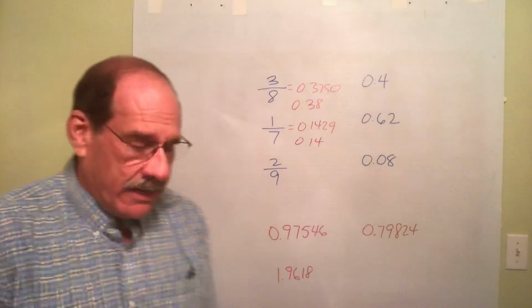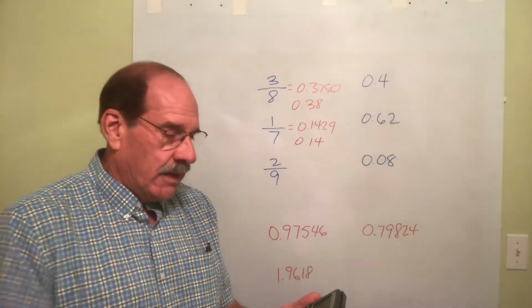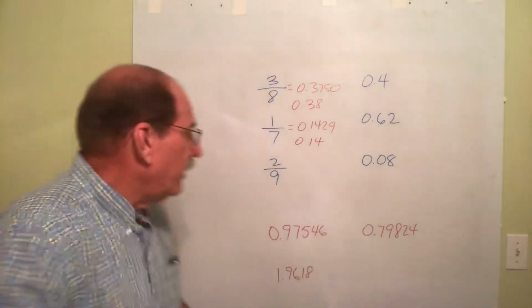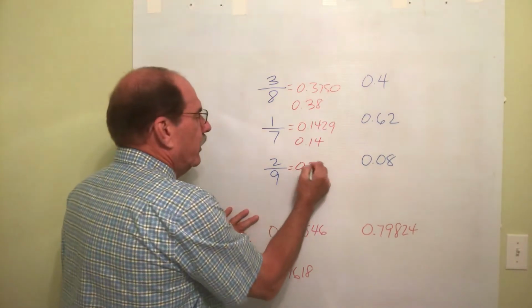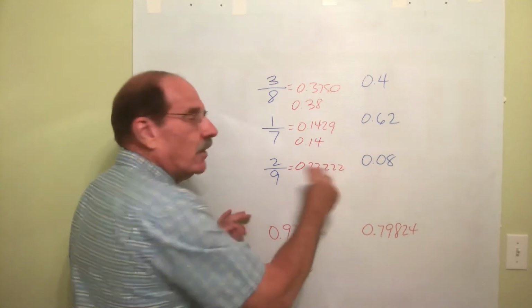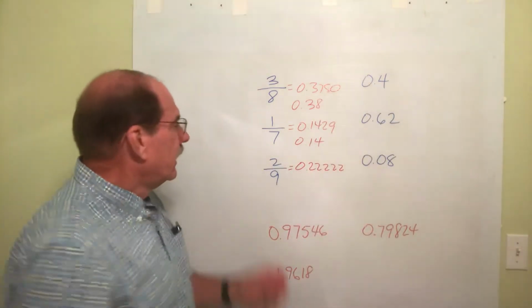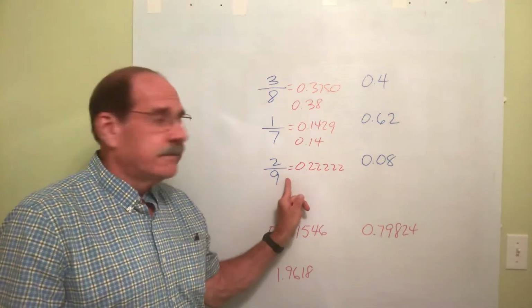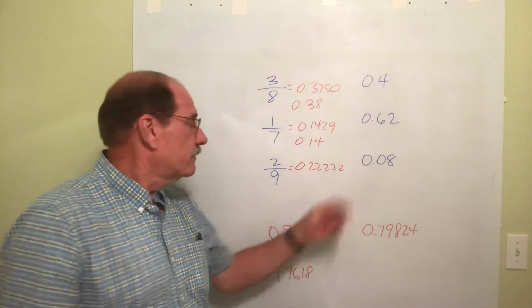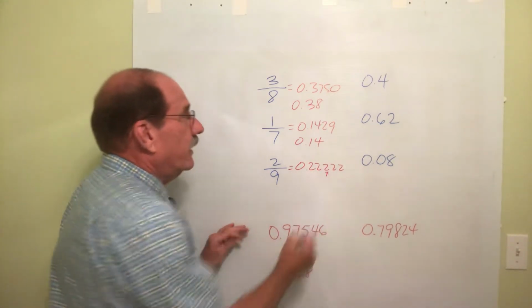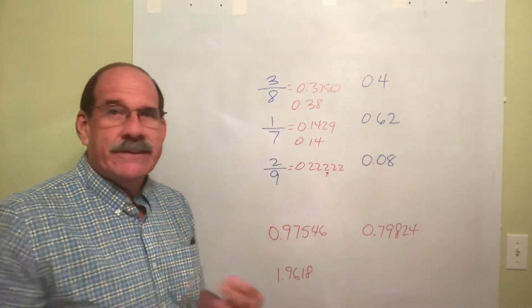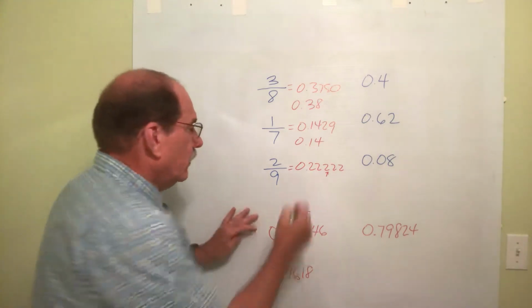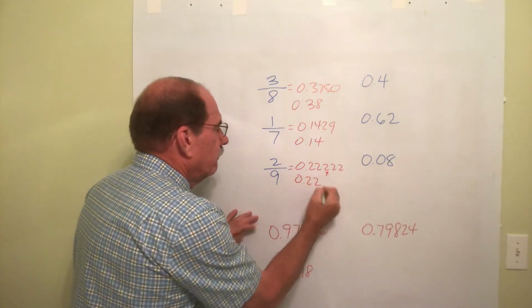What about 2/9? 2 divided by 9. Well, looky there. Repeating bunch of 2's. 0.2222 goes on to infinity and beyond. How far do I round this off? Less than 1, I take it out to 2 places. But the next one out there is less than 5, so I'll call it 0.22.